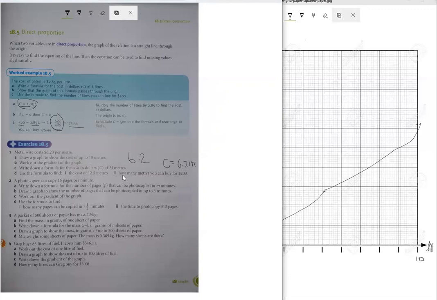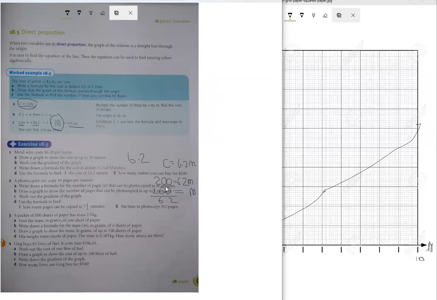The question asks, how many meters can you buy for $200? Let's say you have 200. That means our C now is 200. You are looking for the M right now. So just write this. And then from here, find out what M is by dividing 200 by 6.2. Then you get the final answer for how many meters you can buy. So this is all about direct proportion.